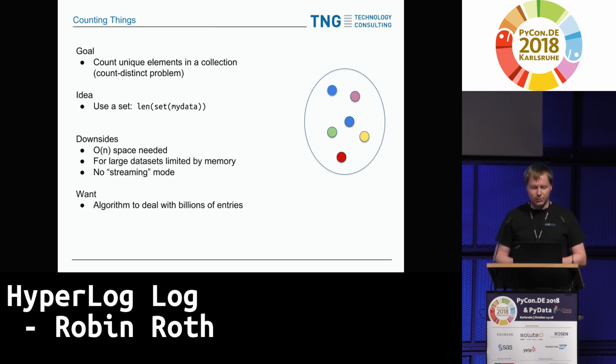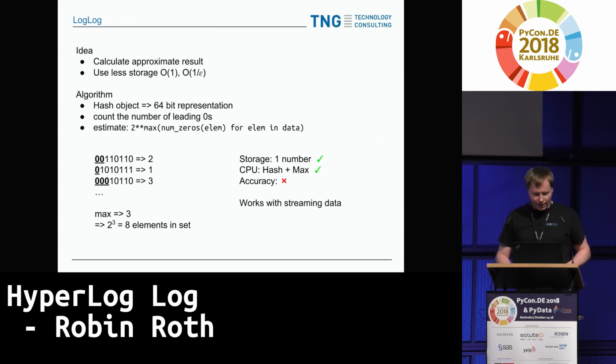So what do you do? You want some kind of streaming mode, and you want some algorithm that deals with millions and billions of elements. So what's the idea of the algorithm? The idea is it's a probabilistic data structure. So it's not an exact result, but it's an approximate result. You use less storage, so order 1 or some other small scaling.